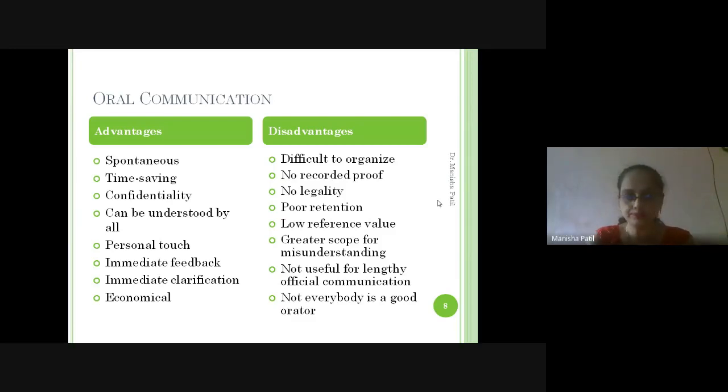Disadvantages of oral communication: difficult to organize, no recorded proof, no legality, poor retention, low reference value, greater scope for misunderstanding, not useful for lengthy official communication, and finally, not everybody is a good orator.